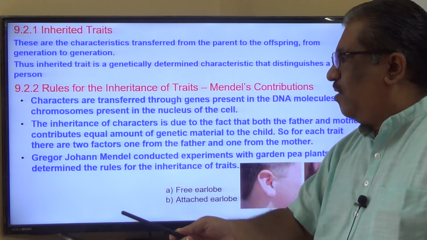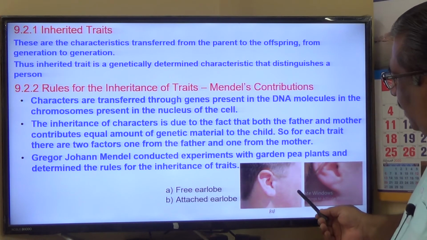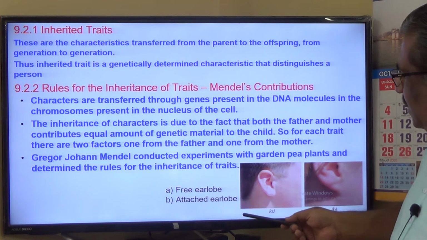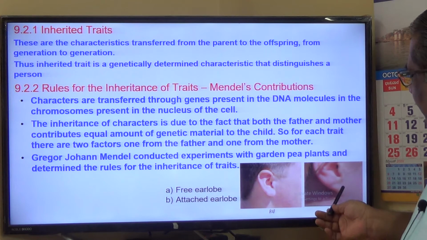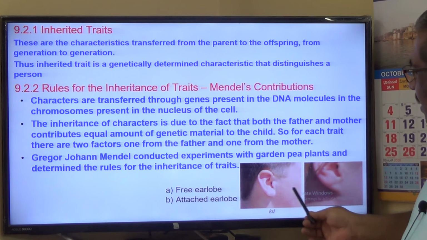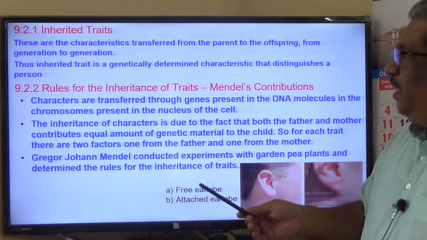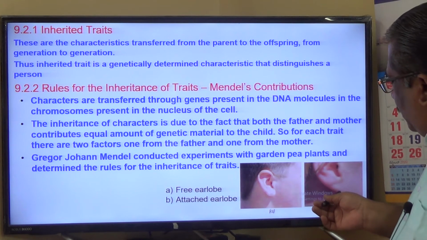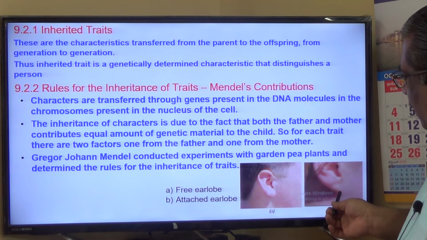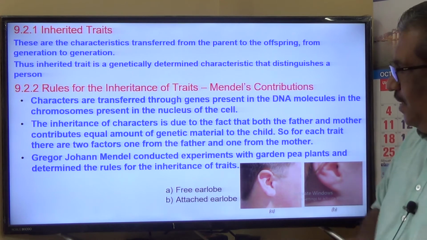See, when we talk about traits here, a couple of diagrams are given. Free earlobes and attached earlobes. Here these are the free earlobes, and here it is an attached earlobe, you can see. And this is also due to inheritance. Maybe a father could have an attached earlobe, and therefore the child could have an attached earlobe, something like that.